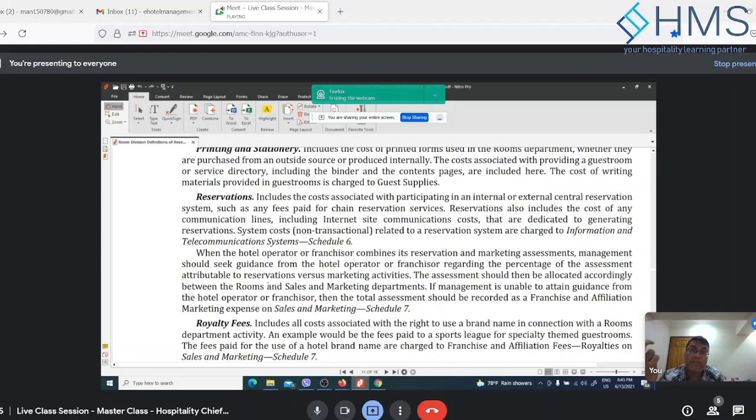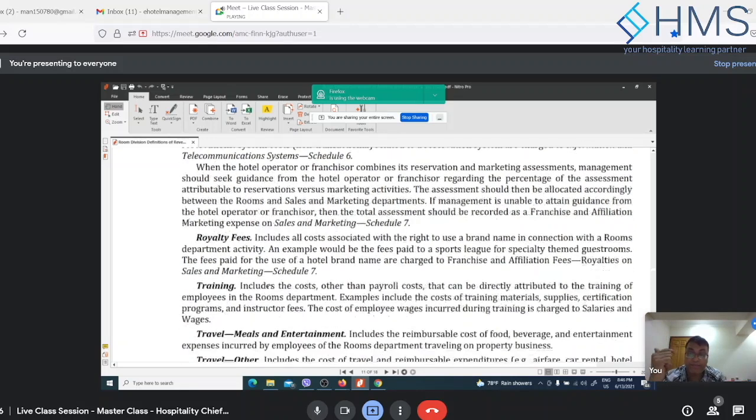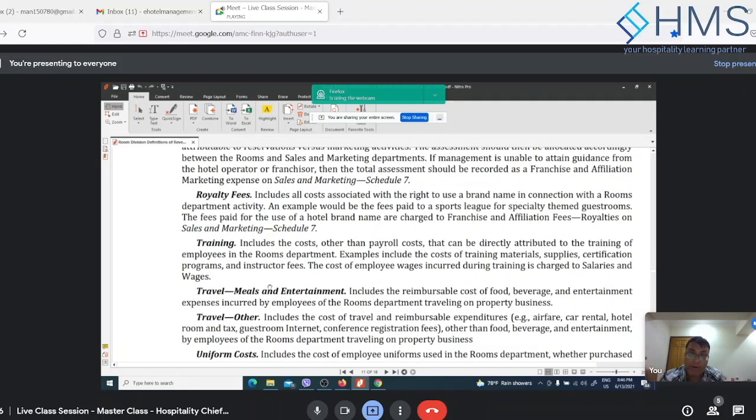Then you have reservations expenses, where sometimes the hotel is paying reservation services either to the corporate office, to the brand, or to the CRS. There are usually fees. Sometimes it's based on the revenue, sometimes on the booking, sometimes it's a fixed expense. So you may have to just keep the details. Then you have royalty fee, which is part of using your brand. If the hotel is using any other brand, the royalty for using that brand name is going to be here.